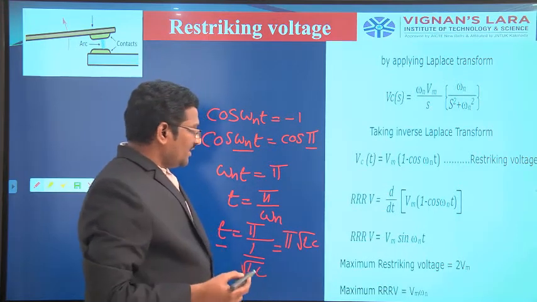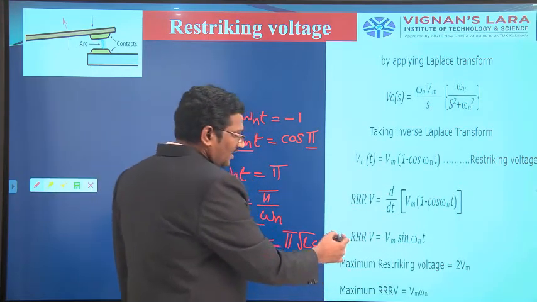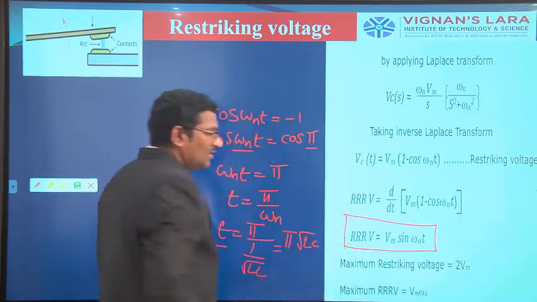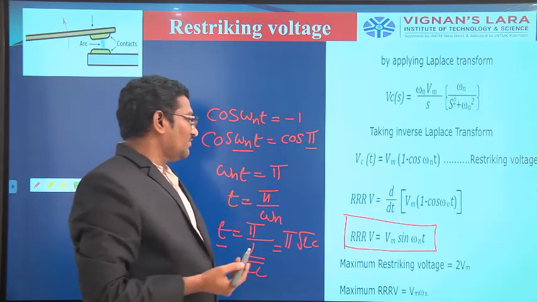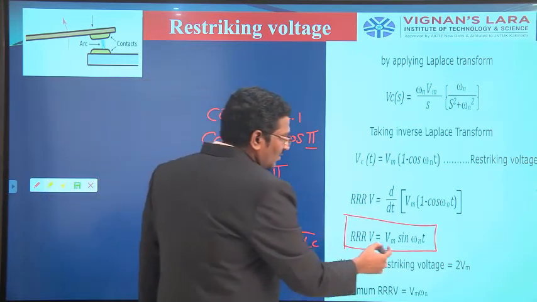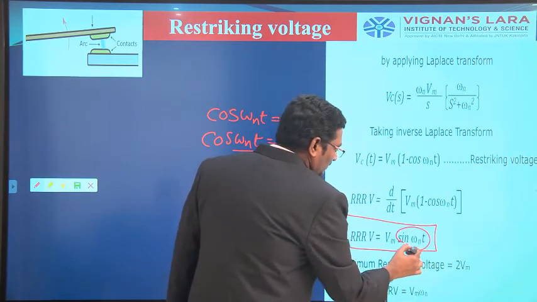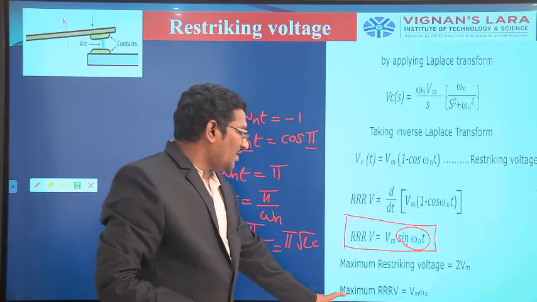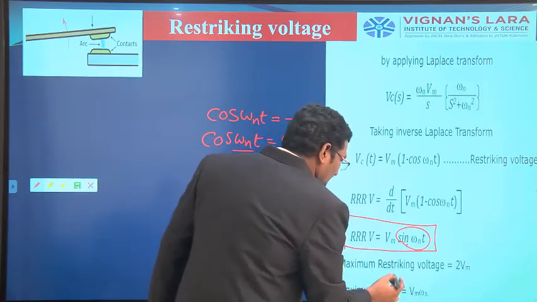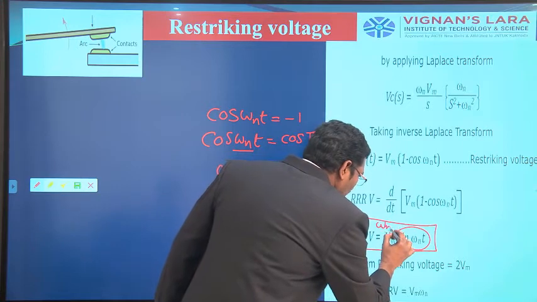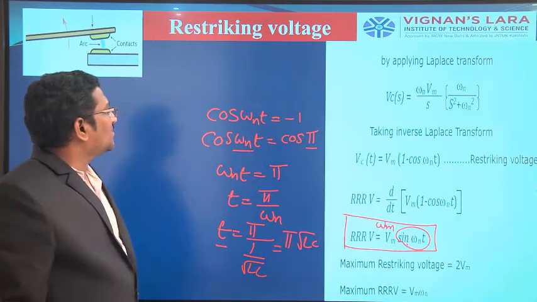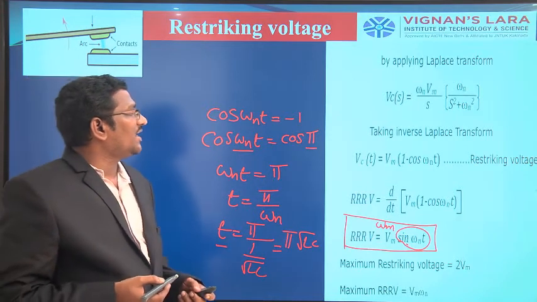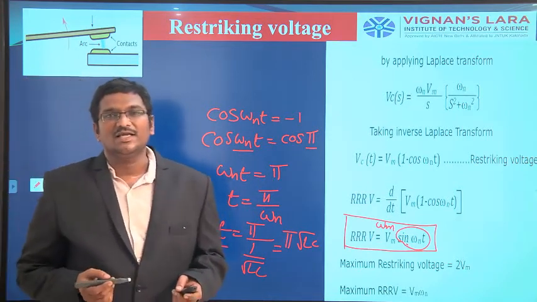The next one is the rate of rise of restriking voltage. These are the mathematical expressions for the rate of rise of restriking voltage. What is the maximum value? If you want to calculate the maximum value, this should be 1. So finally we are going to get the maximum value of RRRV. Here the omega n is missing; this is omega n. In this way we are able to derive the mathematical expression for the restriking voltage.